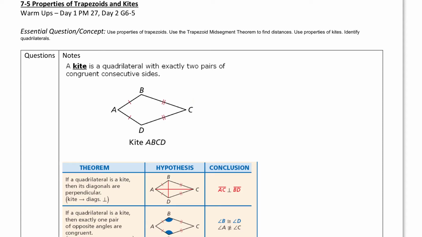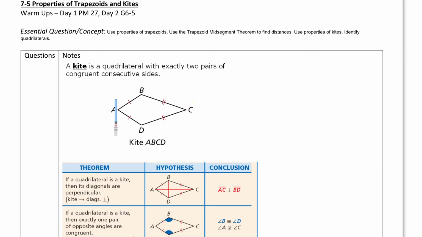We're going to talk about trapezoids and kites. So let's go ahead and start with a kite. A kite is a quadrilateral with exactly two pairs of congruent consecutive sides. So these two sides right here are consecutive sides, and they're both congruent. Just like on this side, these two, BC and DC, are consecutive sides, and those are congruent.